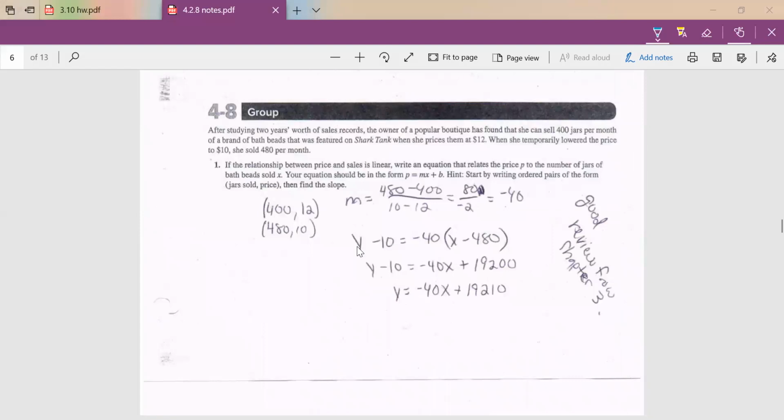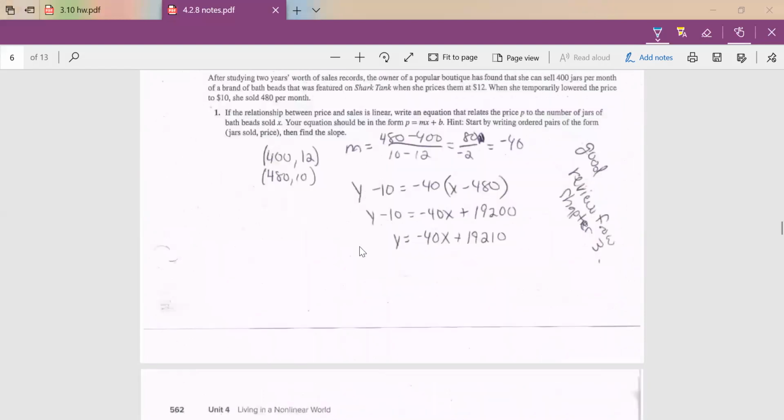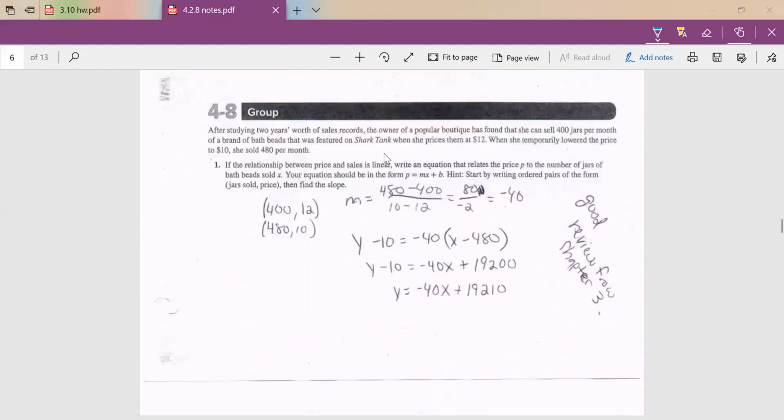Okay, so first thing is, we are going to be skipping most of the group work of this, but I chose to do this one problem just because I thought that it was a good review from chapter 3. So it says, after studying 2 years worth of sales records, the owner of a popular boutique has found that she can sell 400 jars per month of a brand of bath beads that was featured on Shark Tank when prices were at $12. When she temporarily lowered the price to $10, she sold 480 per month. Right, so that's all important stuff.